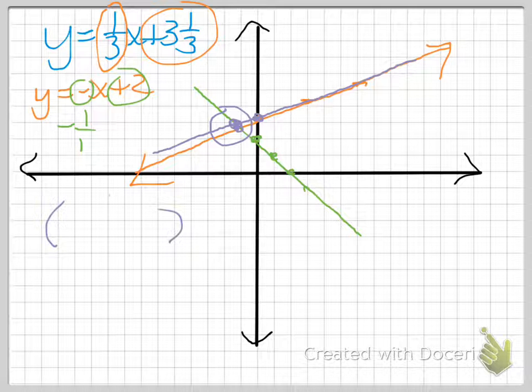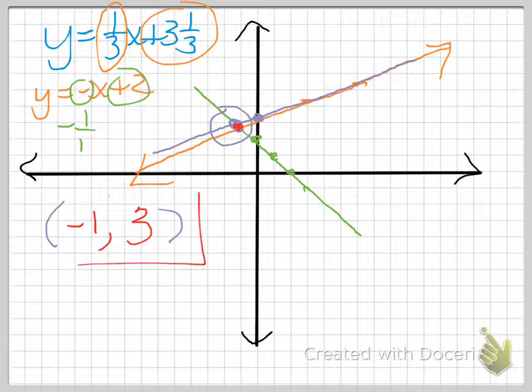And that means I'm going to go right 1, so that's negative 1, and then up 1, 2, 3. And that's where they cross. This is the answer. Negative 1, 3 is the solution to the system.